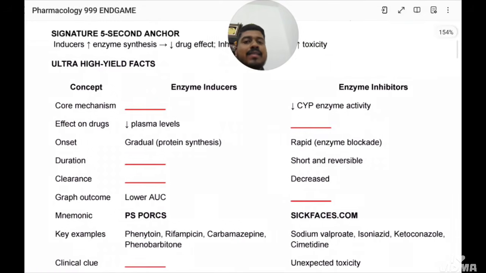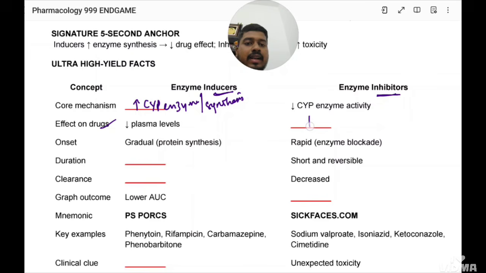What is the core mechanism behind enzyme induction? It is increased CYP enzyme synthesis. Next, effect on drug: what happens in enzyme inhibition? The drug level increases. Duration: I told you in enzyme induction it will take some time for cytochrome P450 to be synthesized, so it is a slow process. Clearance of the drug in enzyme induction is increased.